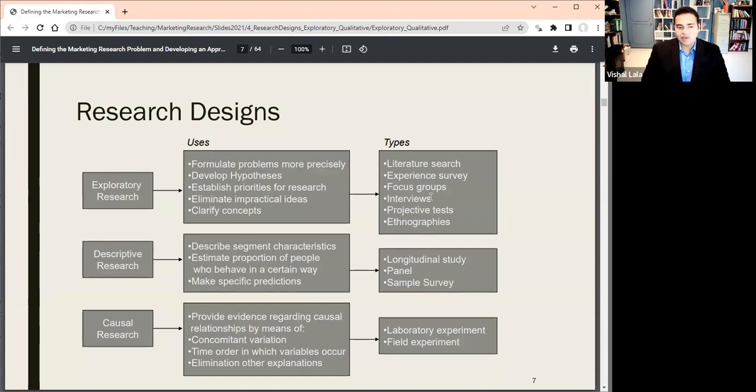When the goal is to identify a direct cause-effect relationship, one conducts an experiment. The hallmark of a causal research design is then an experiment, which could be conducted in a controlled environment called a lab experiment, or in an uncontrolled, practical, real environment called a field experiment.